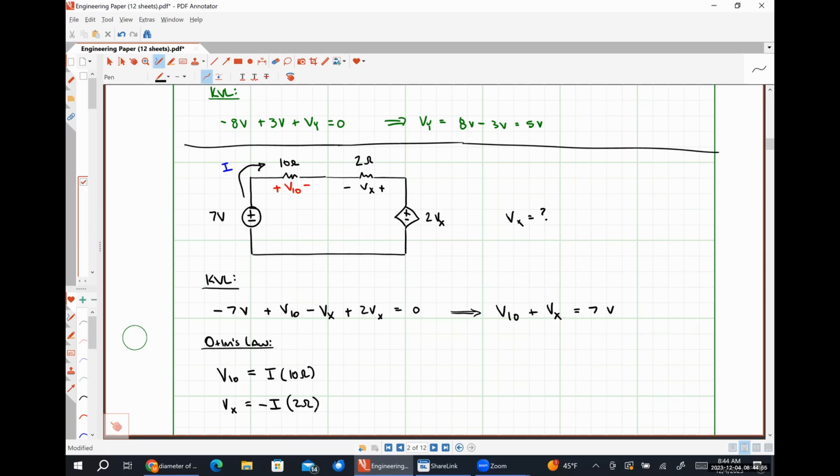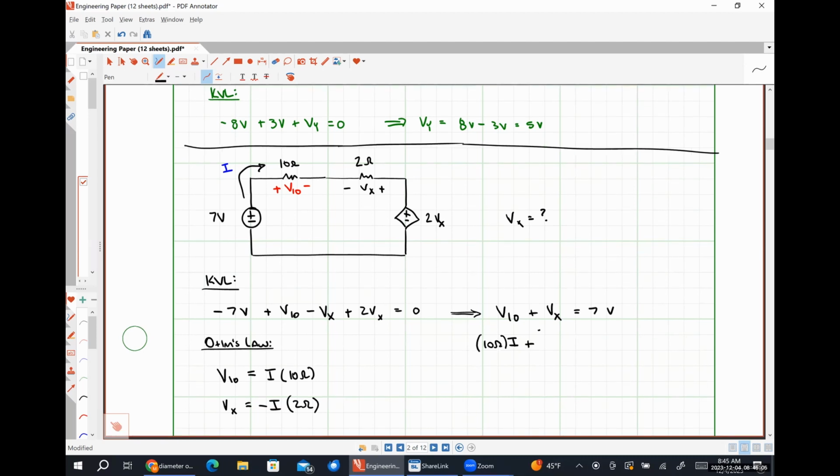So we can substitute these relationships in. So V10 is 10 ohms times I plus Vx is negative 2 ohms times I. And this will be 7 volts. So we have a common factor of I. And then out here, we're going to have 10 minus 2. So that's going to look like 8 ohms times I is equal to 7 volts. I would then be 7/8 of an amp.